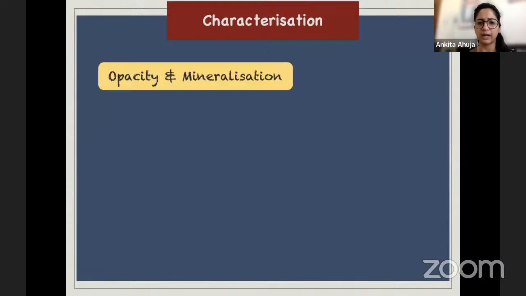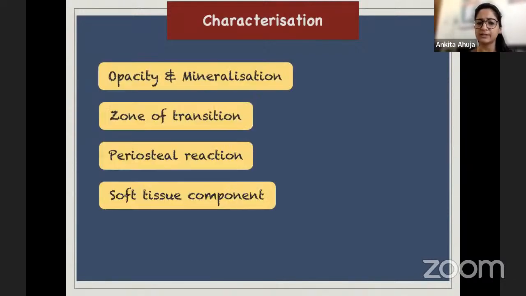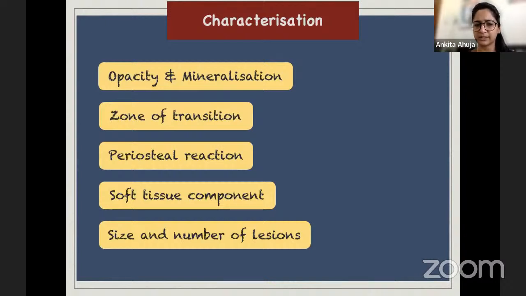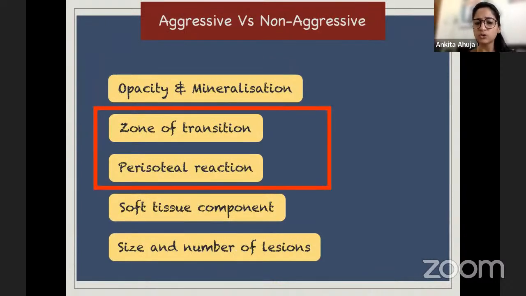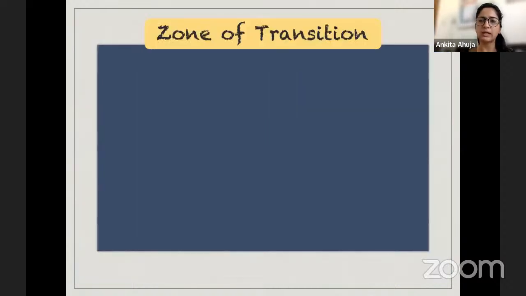Now, how can you do that? How can you characterize something and decide whether it's aggressive or non-aggressive? The most important step in that is to identify the zone of transition and the periosteal reaction of the lesion. We'll come on to all the 5 steps slowly, but we'll start with these 2 steps, that is zone of transition and periosteal reaction, which are really very important to understand whether the lesion is aggressive or non-aggressive. So let's start with step 1, which is the zone of transition.